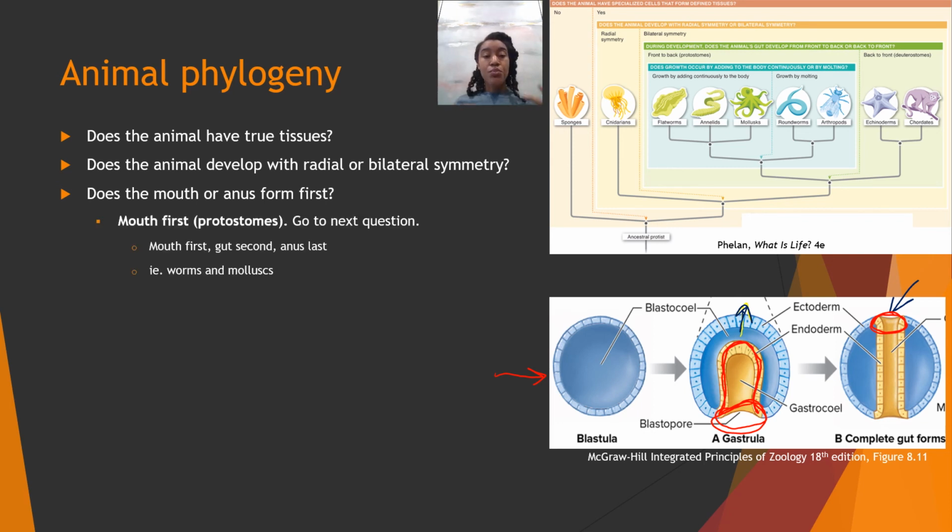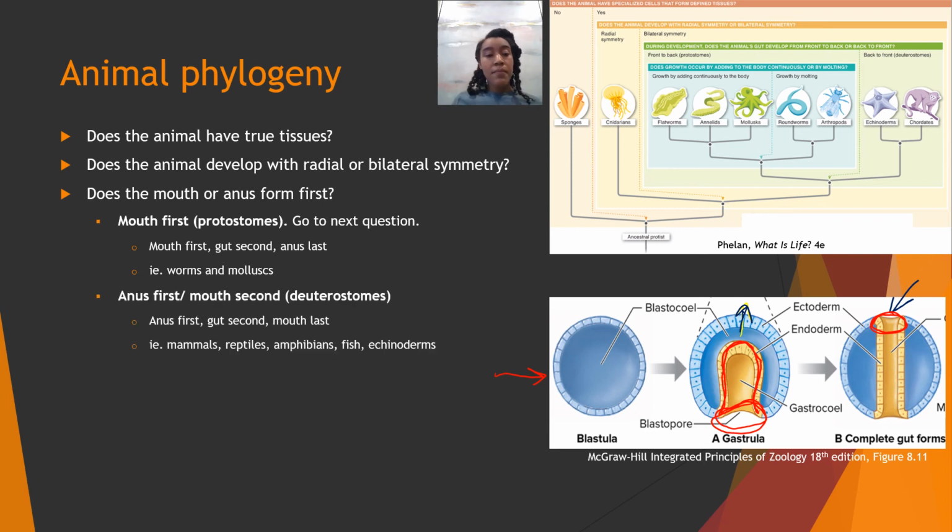So, as I mentioned, protostomes develop mouth first, and the order is mouth, gut, anus. Some examples of protostomes include worms and mollusks. And then the deuterostomes develop anus first, or mouth second: anus first, gut, then mouth. Some examples are mammals, reptiles, amphibians, and echinoderms, or the starfish and sea urchins.